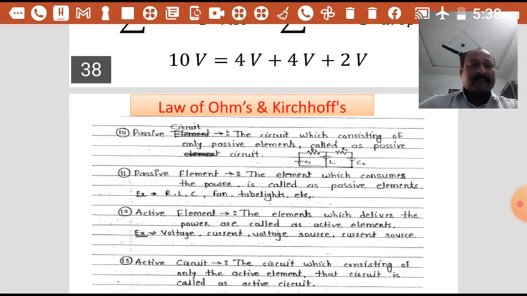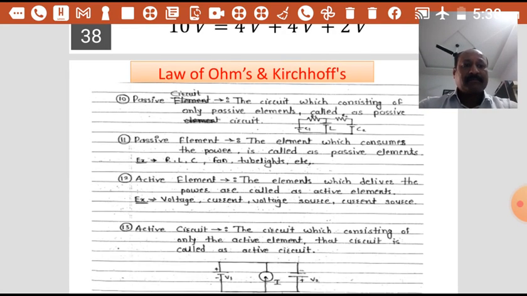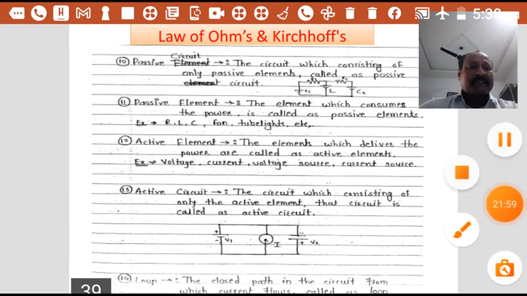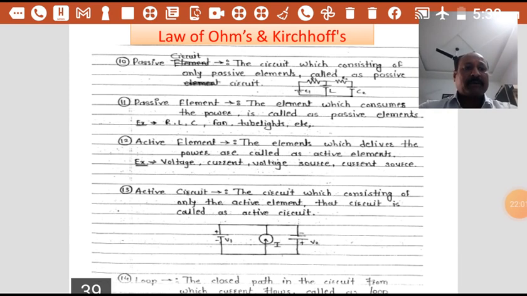Now see the circuit. The circuit consists of V1, that is the voltage source, V2, that is the second voltage source, and I is nothing but the current source. So in this circuit only active elements are there. No passive elements, that is the resistance, inductance, capacitance or fan, tube light like this. That's why this circuit is called an active circuit.